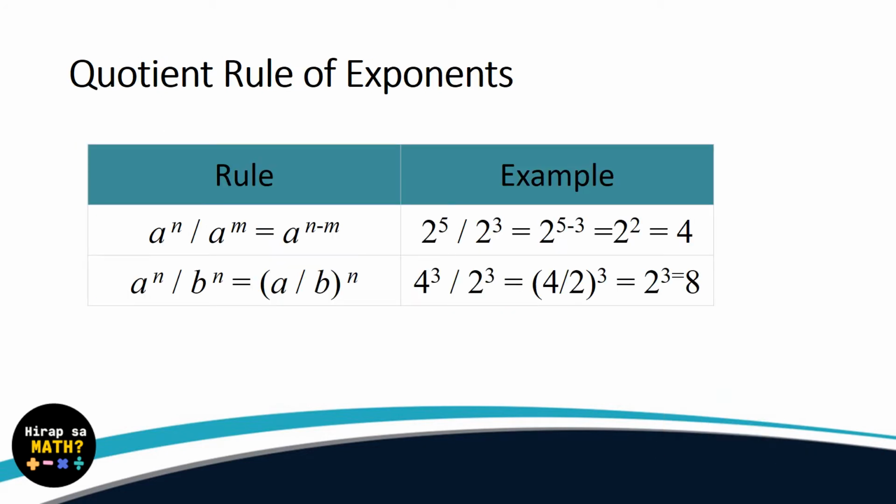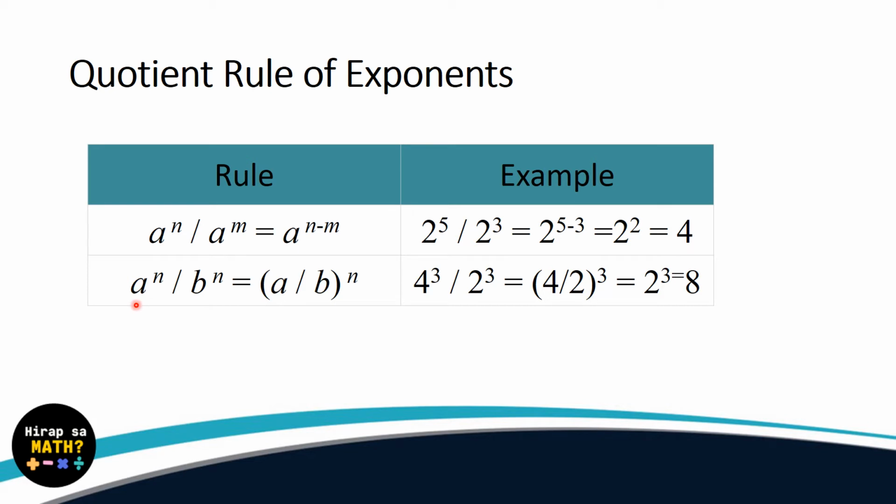Ito naman ang quotient rule of exponents. So, dito, sa rule na to, a to the n divided by a to the m, pareho ang base, which is a. Ang gagawin lang natin ay isubtract ang exponent ng numerator minus exponent ng denominator. So, in this case, it's a raised to n minus m. Halimbawa, 2 to the 5th divided by 2 to the 3rd, pareho naman ang base. So, ang gagawin lang natin is isubtract ang exponent, which is 5 minus 3 or 2. So, kopyahin lang ang base. So, that's 2 squared or simply 4.